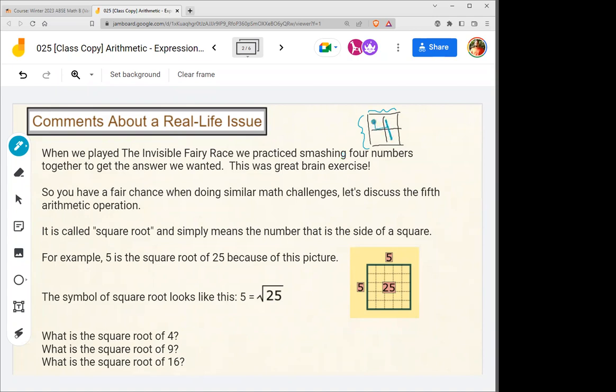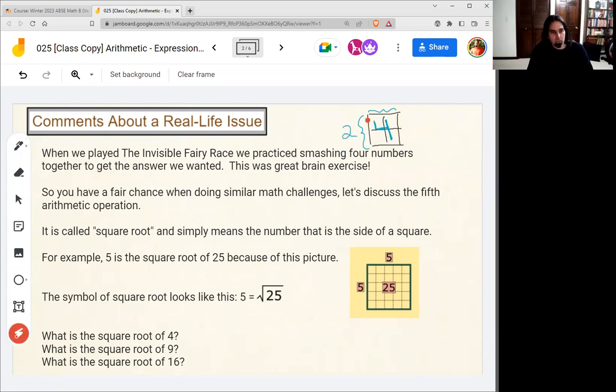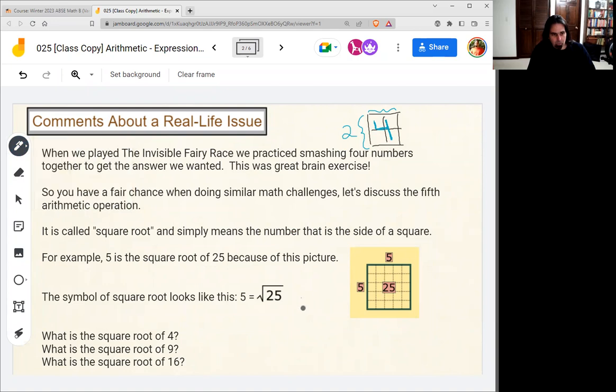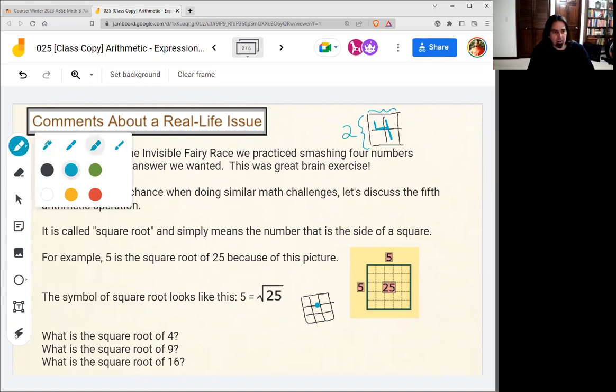Is it 2? It is. You could either see the 2 on the side, 1, 2, or you could just know that 2 times another 2 makes the 4. The square for 9 would be a little harder to draw, but I will do my best. So that square has 9 boxes. How big is each side for that square?